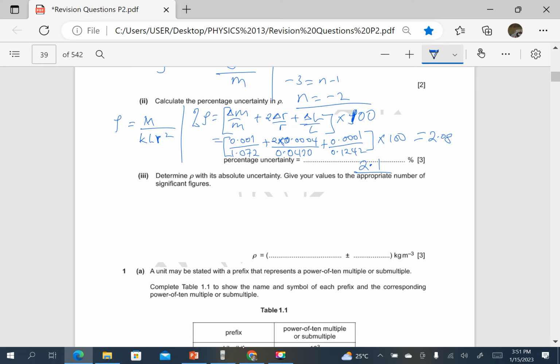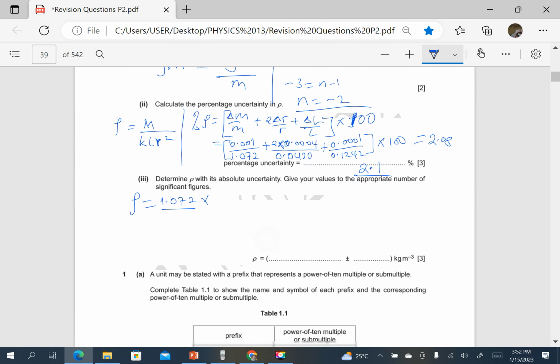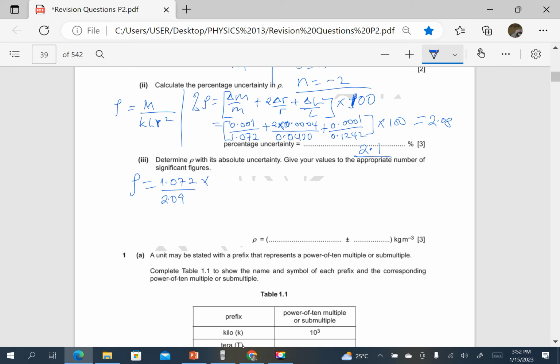So determine the absolute uncertainty. I think now that we have the percentage, absolute is very easy. So let's first find the value of rho. Rho is going to be the mass, which is given in the table. It is given above there as 1.072, I think in kilograms, divided by K. They have given us K above there as 2.094 times L. L was given as 0.1242. Then R was given as 0.0420, but this is squared. So we just substitute in our calculator.